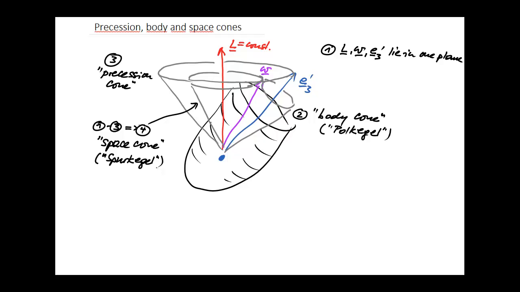And when you look at the projection of omega on L, you see that at all times this projection must be the same, in combination with the result that the length of omega is always the same. So whenever the length of a vector is constant in time and its projection on a certain axis is constant in time, you can conclude that it must lie on a cone around this axis.